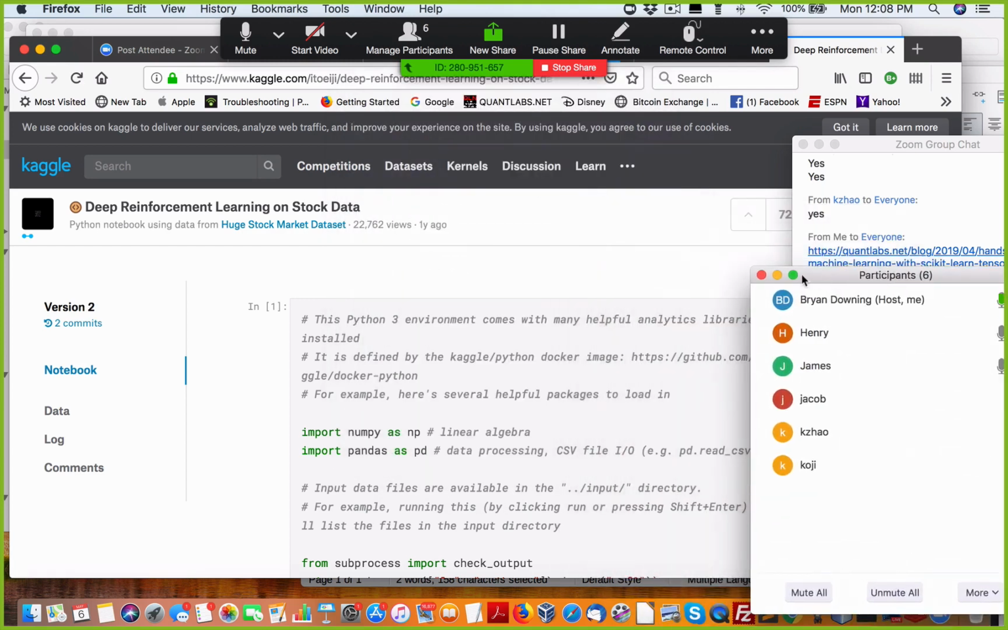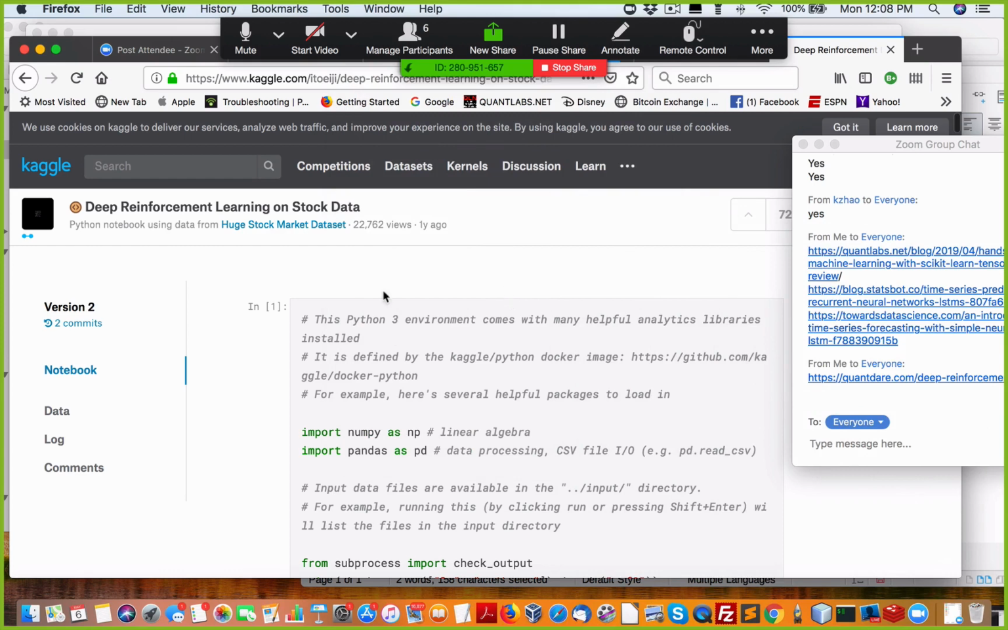All right, so as I was saying, regarding Kaggle is the place to go for machine learning.